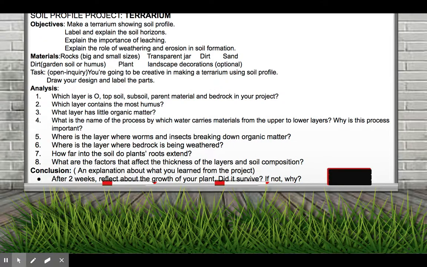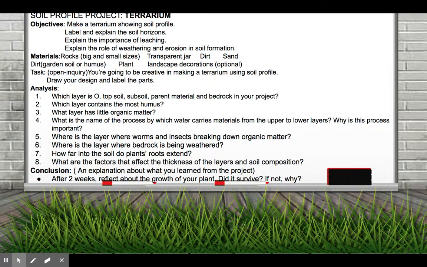Number five, where is the layer where worms and insects break down organic matter? Six, where is the layer where bedrock is being weathered? Number seven, how far into the soil do plants' roots extend? Number eight, what are the factors that affect the thickness of the layers and soil composition? And then you have to conclude.